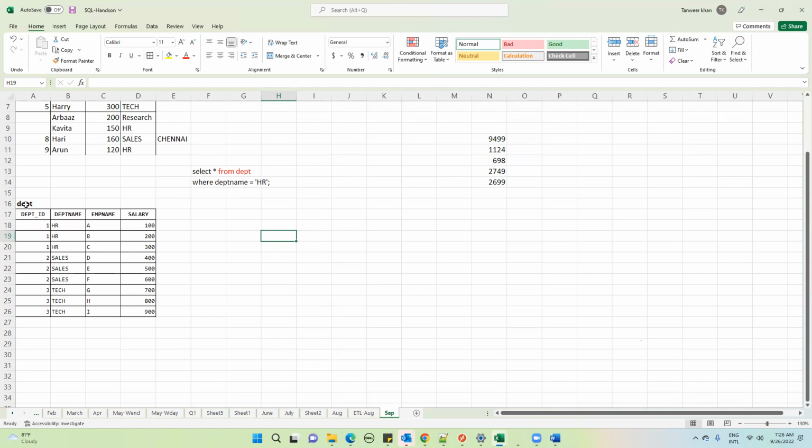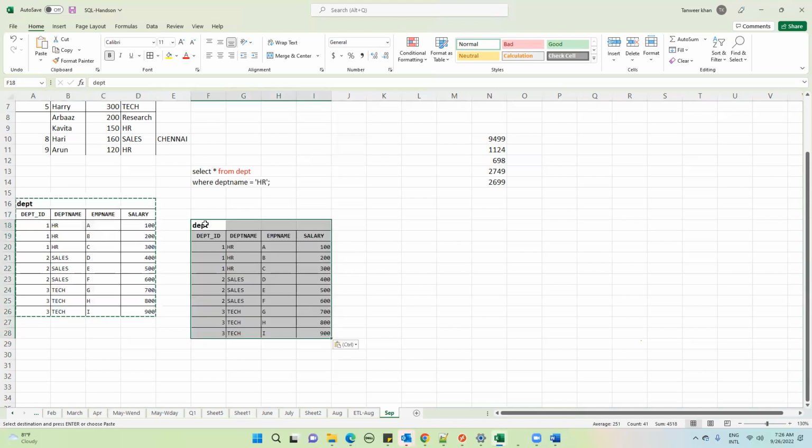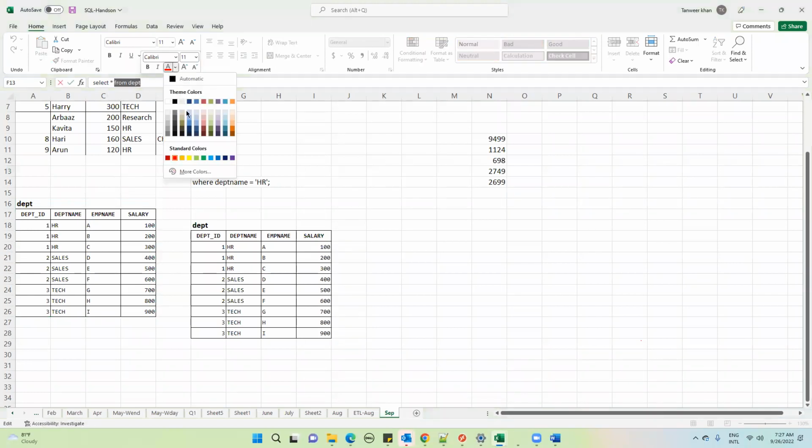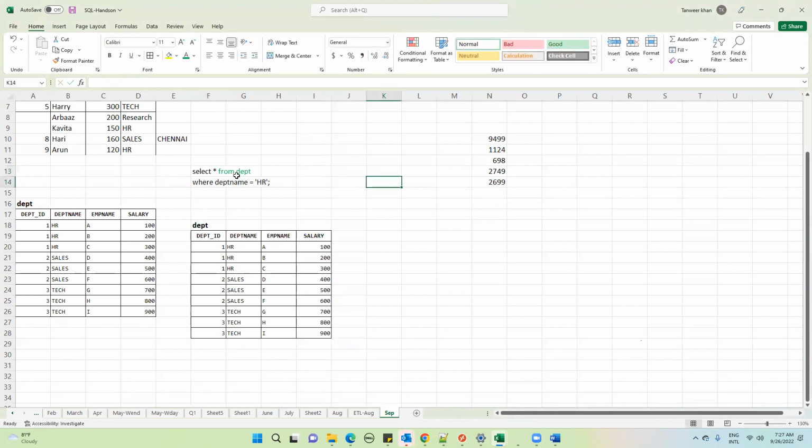Suppose it has searched and found that this is the table. It will copy it and keep it in a temporary memory. It will make a copy and keep it in a temporary memory. So the from task is over. It has searched for this department table and taken a copy of it in the temporary memory. Now this from task is over.